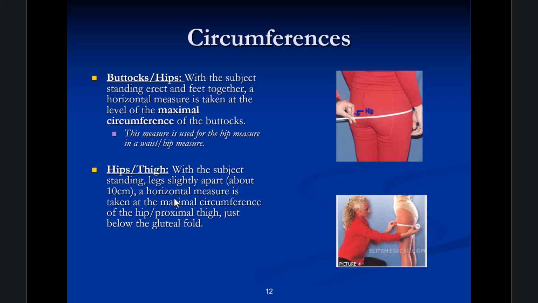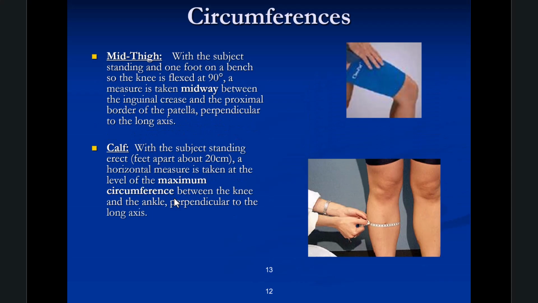So for buttocks, hips, which is important for getting the waist hip ratio, basically the maximal circumference around the butt area. And then the thigh, just below that, below the gluteal fold, standardizing how far the legs are apart. So about 10 centimeters apart is what's recommended.